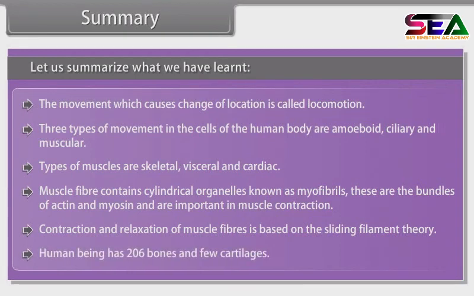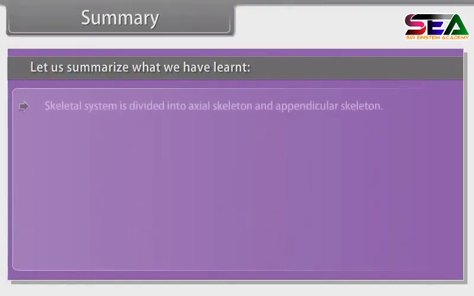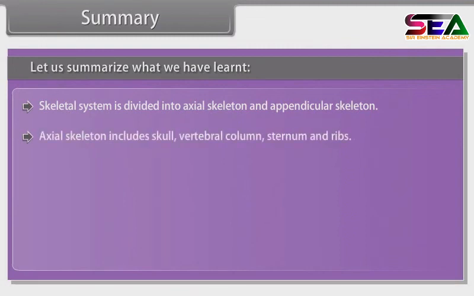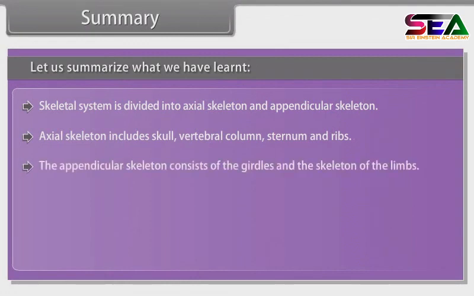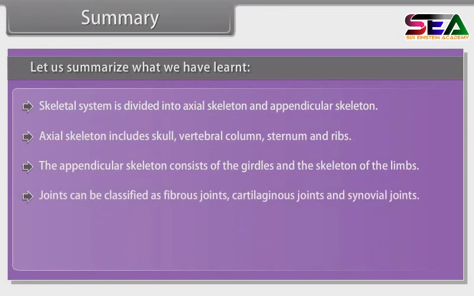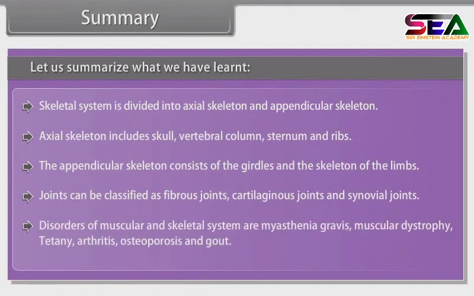Human beings have 206 bones and a few cartilages. The skeletal system is divided into axial skeleton and appendicular skeleton. Axial skeleton includes the skull, vertebral column, sternum and ribs. The appendicular skeleton consists of the girdles and the skeleton of the limbs. Joints can be classified as fibrous joints, cartilaginous joints and synovial joints. Disorders of muscular and skeletal system are myasthenia gravis, muscular dystrophy, tetany, arthritis, osteoporosis and gout.